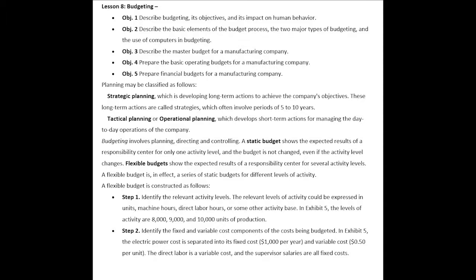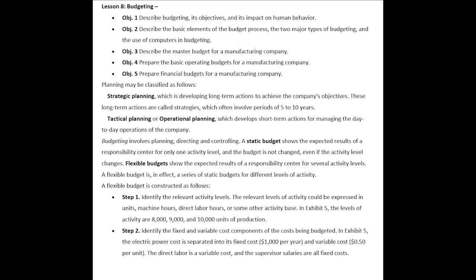A static budget shows the expected results of a responsibility center for only one activity level, and the budget is not changed, even if the activity level changes. Flexible budgets show the expected results of a responsibility center for several activity levels. A flexible budget is, in effect, a series of static budgets for different levels of activity.